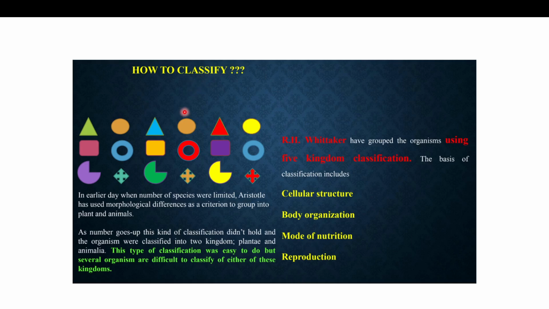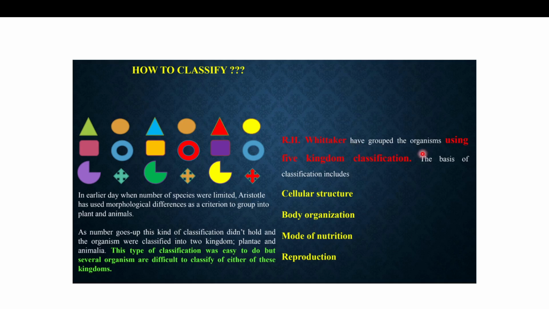Now, how to really classify the organisms? So in earlier days, when the number of species were limited, Aristotle had used morphological differences as one of the criteria to group the organisms into plants and animals. But eventually, as the diversity went up and a huge number of diverse organisms were around, this classification wasn't really suitable for accommodating a large variety of organisms which don't really fall into plant and animal divisions.